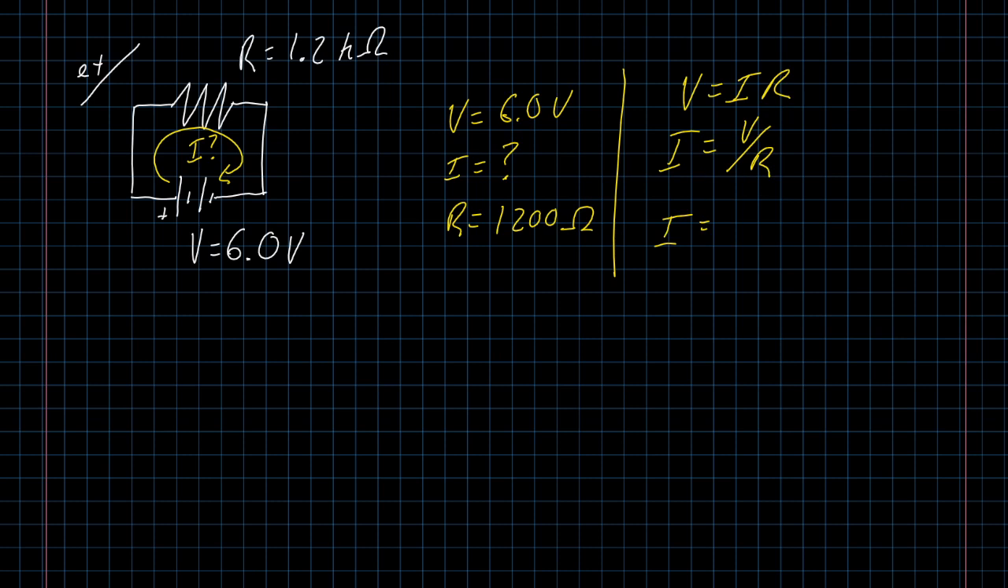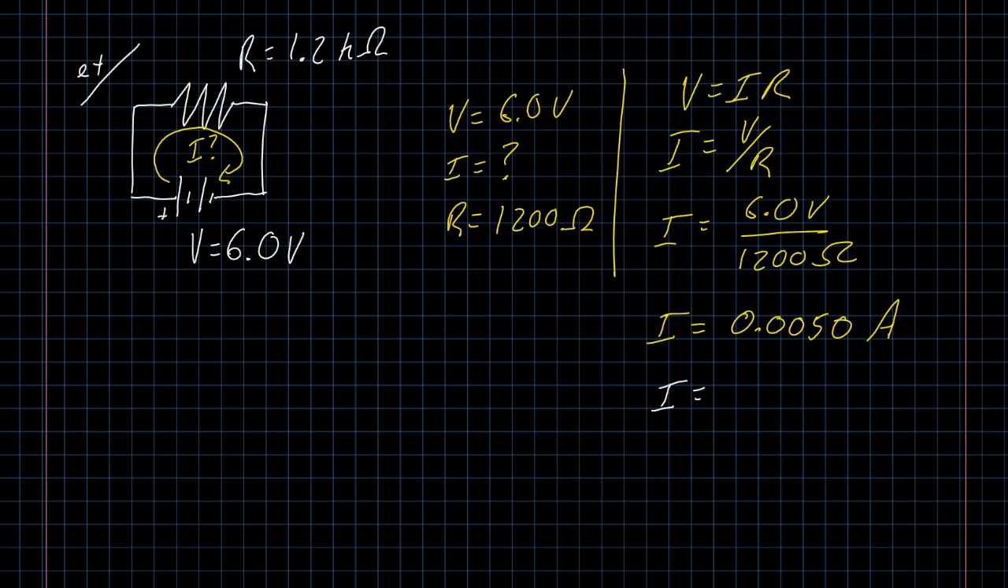So we've got 6.0 volts divided by 1,200 ohms. My calculator is quite happy to tell me that this comes out at 0.0050. And if I have volts divided by ohms, that gives me a result in amps. And I could leave it like that. There's nothing wrong with that.